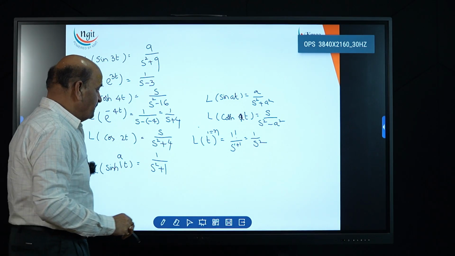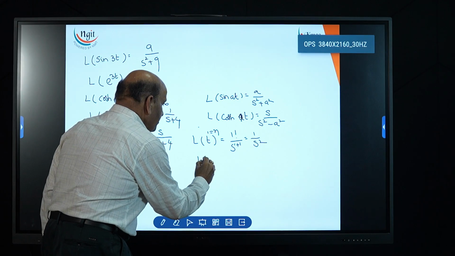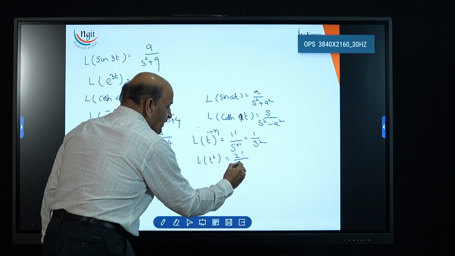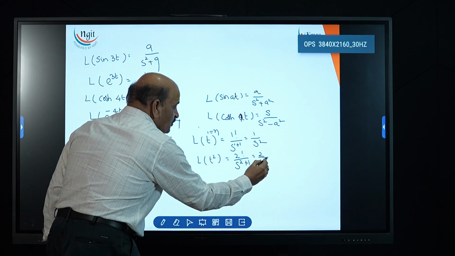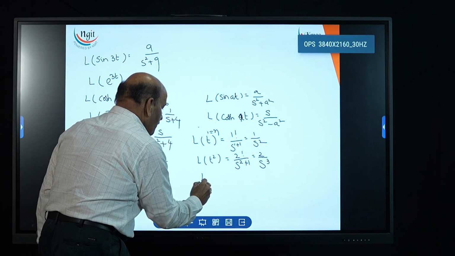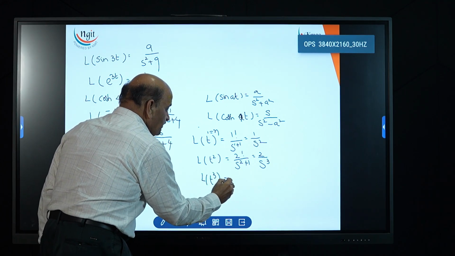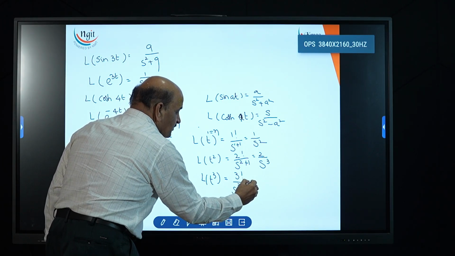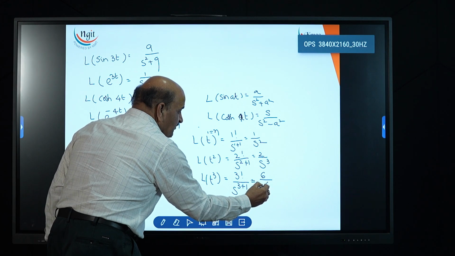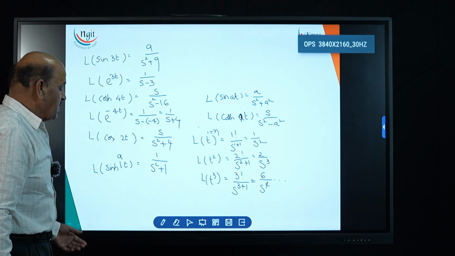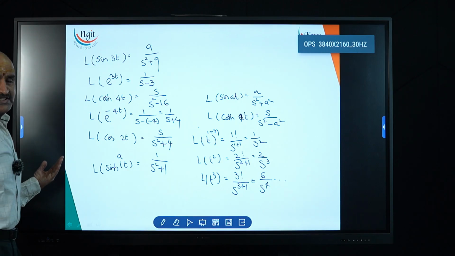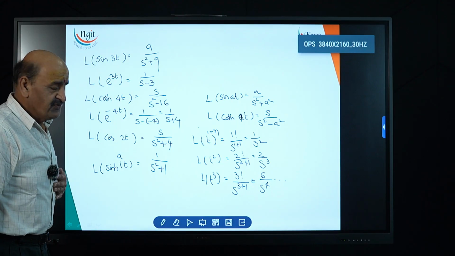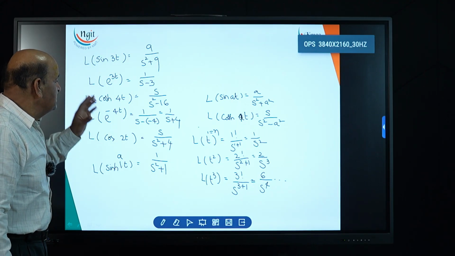Understanding? Now, what is L of t square? Here n equals 2, therefore 2 factorial by s power 2 plus 1, this is equal to 2 by s cube. Now, what is L of t cube? Here n equals 3, that is 3 factorial by s power 3 plus 1, that equals 3 factorial, 6 by s power 4, etc. Now just look, all these are simply applying the formulas of Laplace transformations. We are applying them directly.